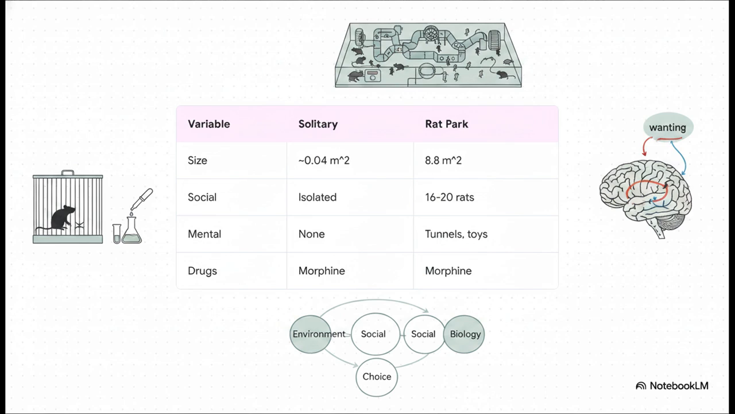He built Rat Park, this massively enriched 8.8 square meter enclosure filled with tunnels, wheels, and 16 to 20 other socializing rats. Both the isolated rats and the Rat Park rats had access to normal tap water and morphine-laced water. And the result? Get this. The isolated rats drank up to 19 times more morphine than the socially enriched rats. In fact, the rats in Rat Park mostly avoided the drugs altogether. It turns out the cage matters just as much, if not more, than the chemical itself.